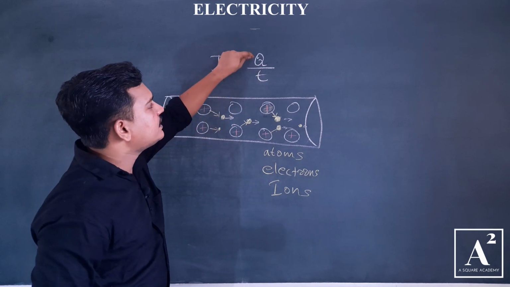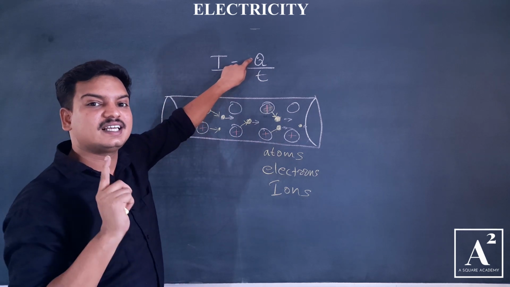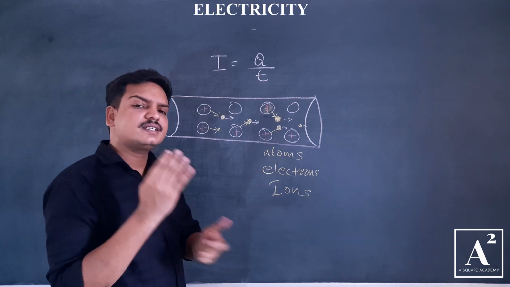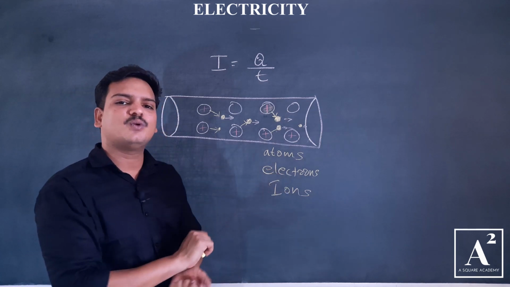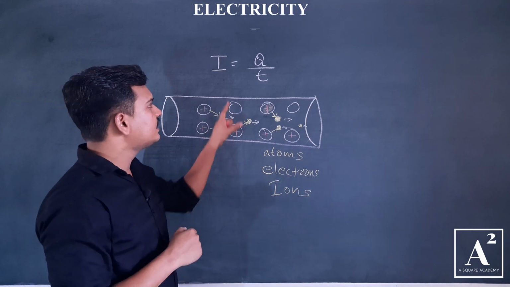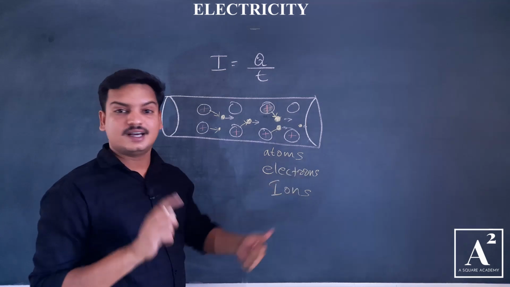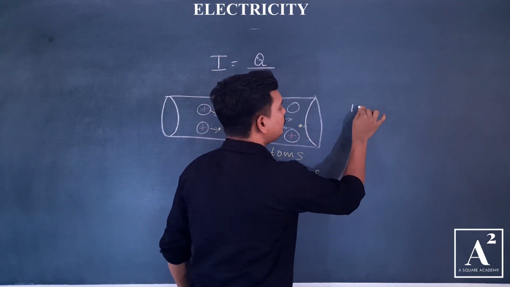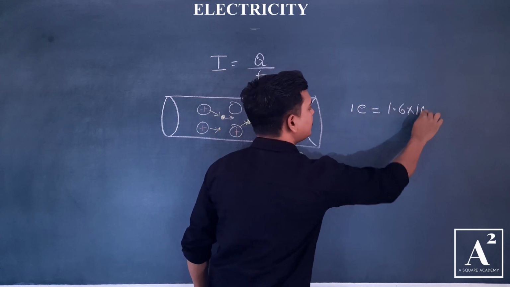Then look at this Q. We said this is the electric charge, the net charge, the total charge. Here the charged particles are electrons. All the electrons are moving in one direction, which means the total charge depends upon the count of free electrons. The charge of one electron is 1.6 times 10 raised to minus 19 coulomb.